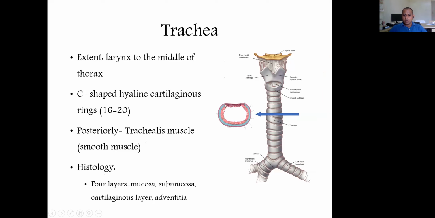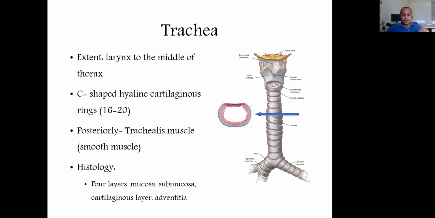What about the posterior part? The posterior part is connected by a muscle called trachealis. So this muscle, what you can see, is the trachealis. So today we are going to study the section of the trachea. We are going to see this cartilage, the mucosa right here, and how to identify the trachealis. The type of cartilage I said here is hyaline cartilage.